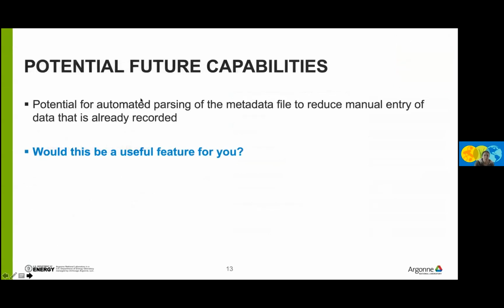But once we have that finalized, there's also the potential for doing an automated parsing of the metadata file. So right now you have to manually re-enter things, which, at least when I'm doing it, involves a lot of copying and pasting of my primer sequences. And that has a large opportunity for error or mistyping. And so if this data is already recorded in a metadata file, there's potential to go through and do that parsing. And so I was curious to ask people here whether that would be a useful feature for you.